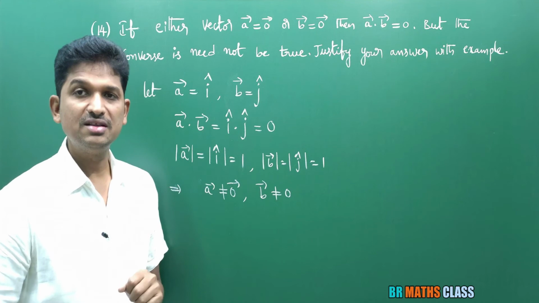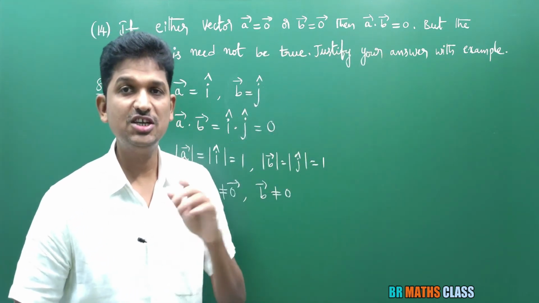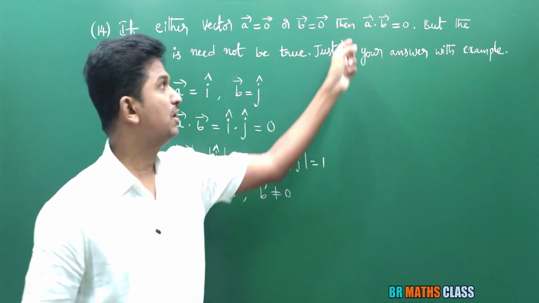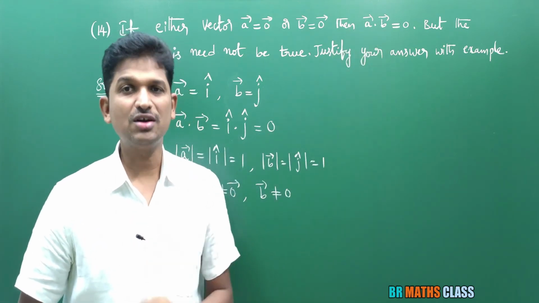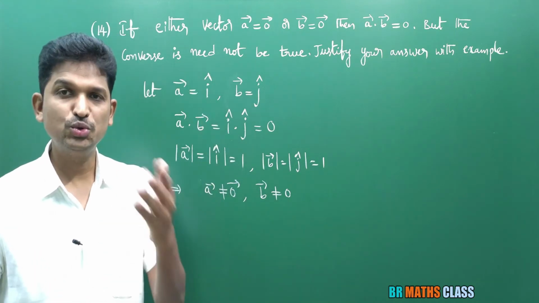What does this example tell? This example tells that the converse of this statement need not be true. Whenever A bar dot B bar is 0, it is not compulsory that any one of the vectors is 0 bar. Now we will move to next question.